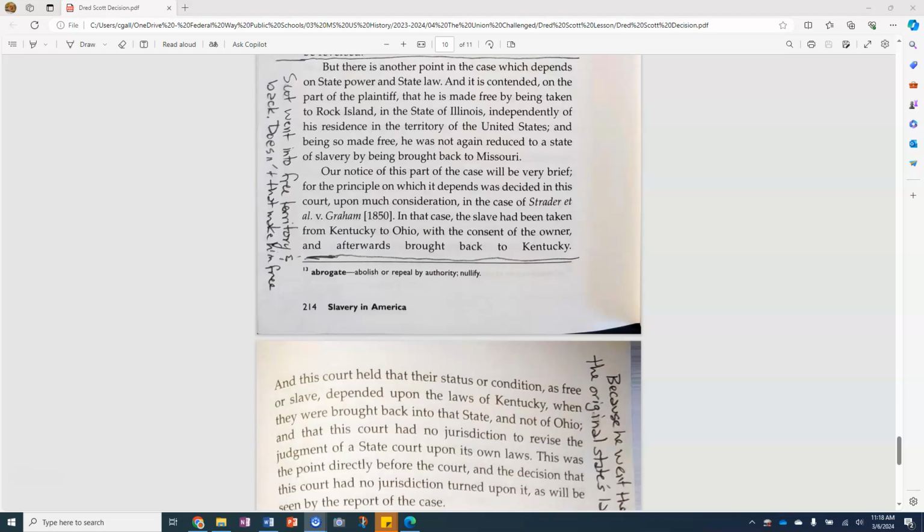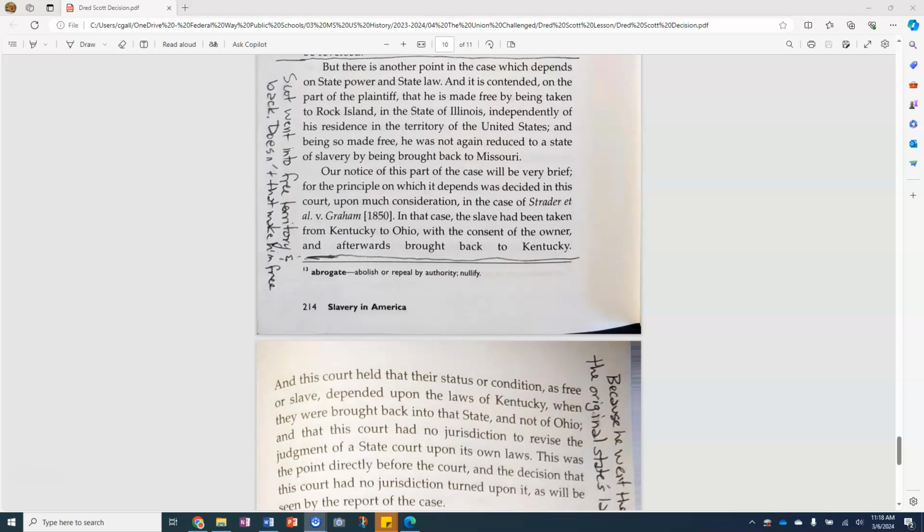Our notice on this part of the case will be very brief, for the principle on which it depends was decided in this court upon much consideration in the case of Strader et al. v. Graham, 1850. In that case, the slave had been taken from Kentucky to Ohio with the consent of the owner and afterwards brought back to Kentucky.